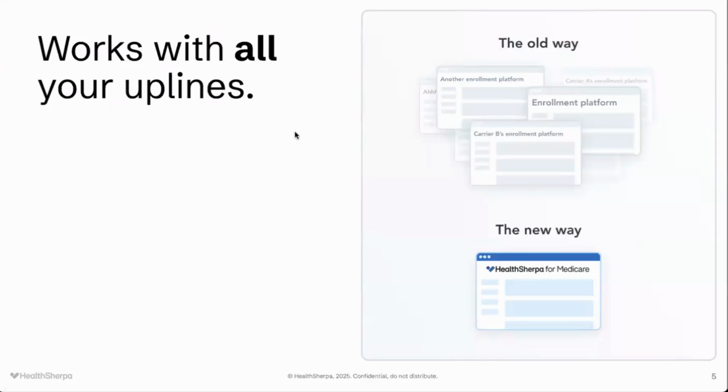Also, because we're upline neutral, if your uplines change over time, HealthSherpa Medicare remains intact. You don't have to transfer data in or out of anything if you have any of those upline transitions. And it means that this is your data. You can come sign up right now, create an account all by yourself. That's your account. No one else needs to have access to it to control your data, control your book of business as you wish.